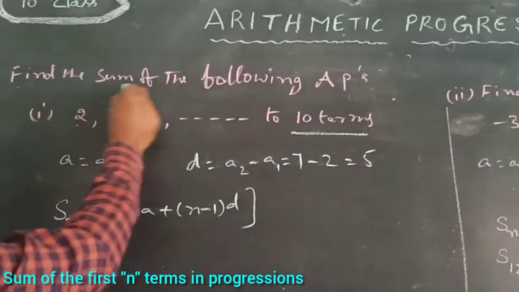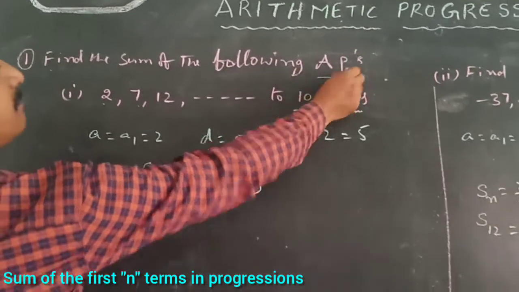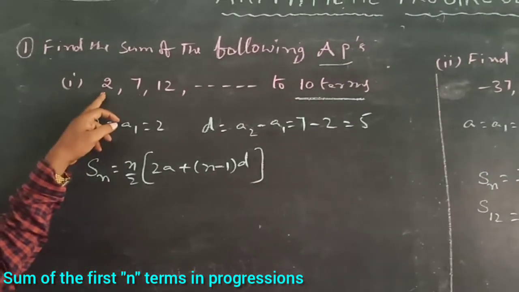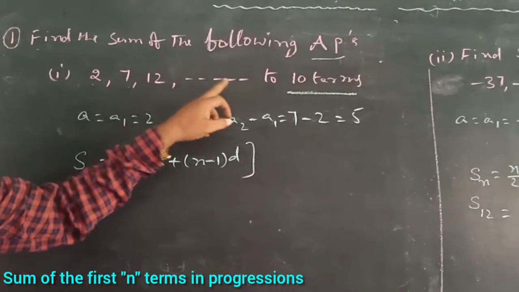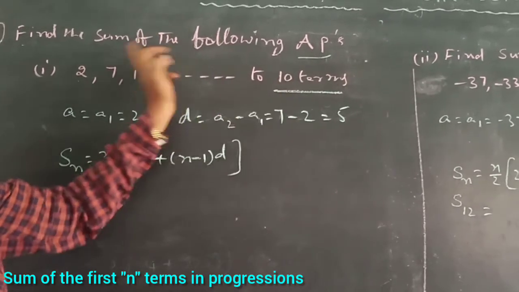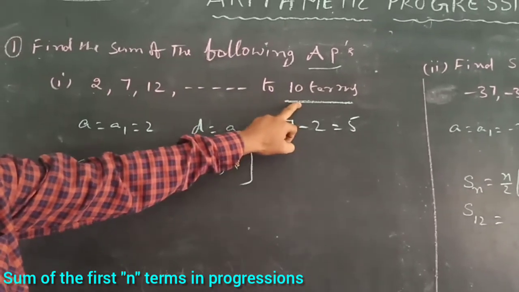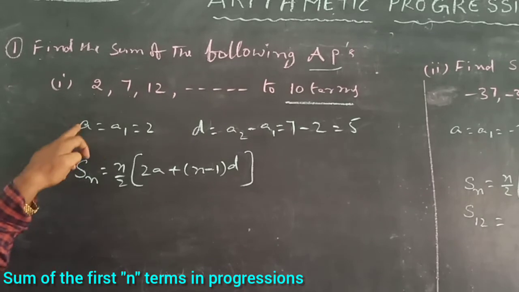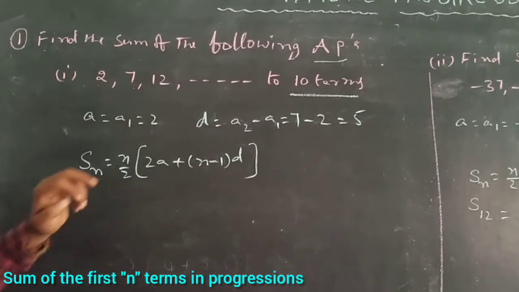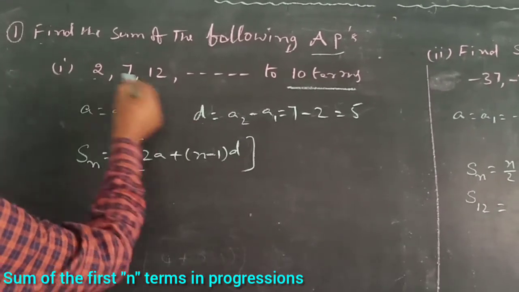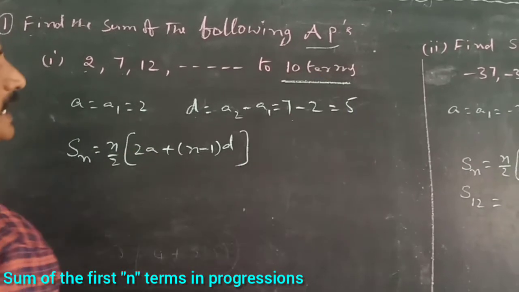problem: find the sum of the following APs. For example, 2, 7, 12 and so on up to 10 terms. Sum of the first 10 terms. So it is in AP. a equal to a1 equal to 2. d is equal to a2 minus a1, 7 minus 2 equal to 5.